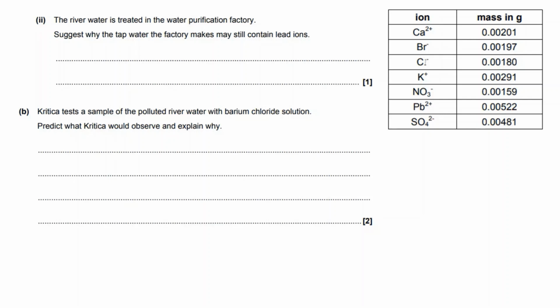So the river water is treated in the water purification factory. Suggest why the tap water the factory makes may still contain lead ions. Part B, Kritika tests a sample of the polluted river water with barium chloride solution. Predict what Kritika would observe and explain why. Right, so the answers are coming up next.